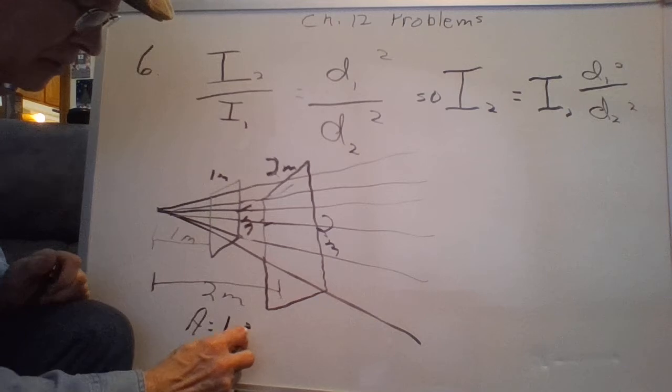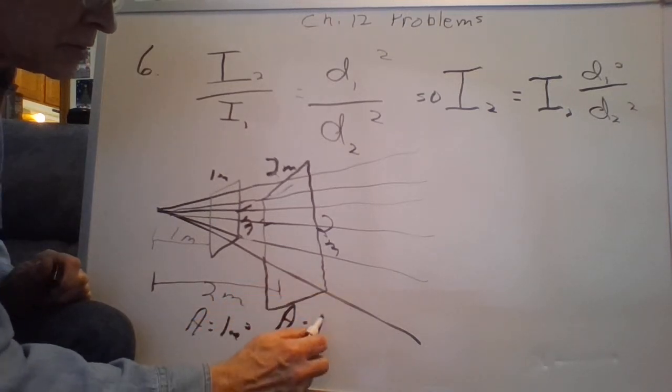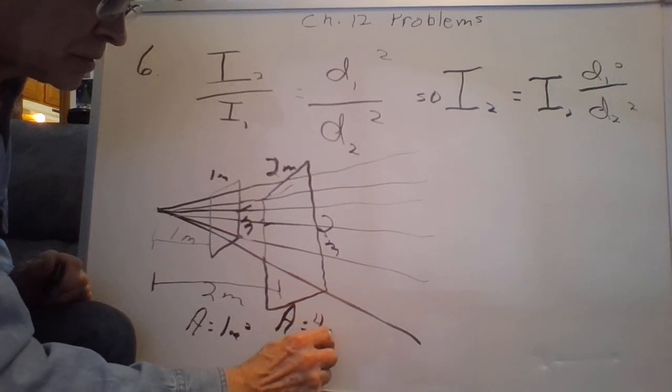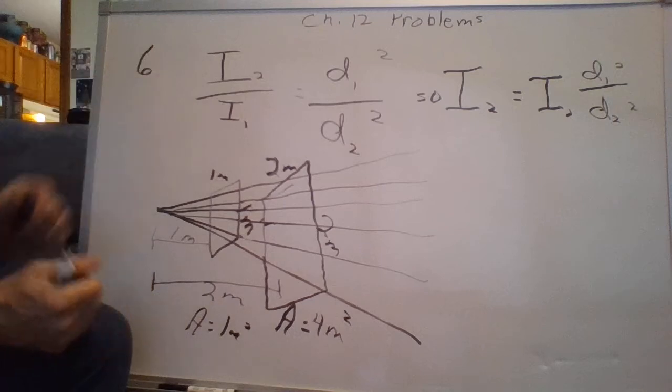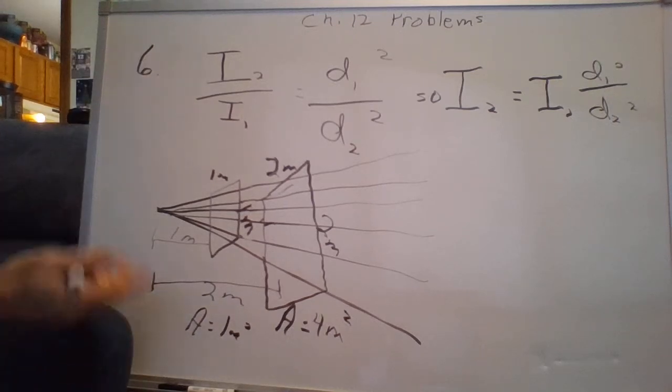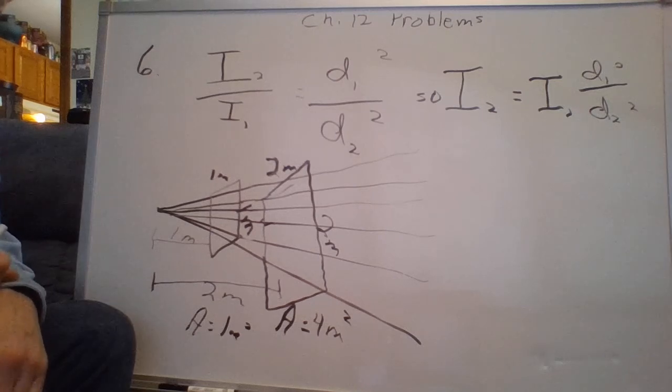whereas the area of this first rectangle would be 1 square meter. The area of this square would be 4 square meters. So we've spread it out over 4 times as much area, which means 1/4 as much sound. So if things are too loud at church, just double your distance. You get 1/4 the sound.